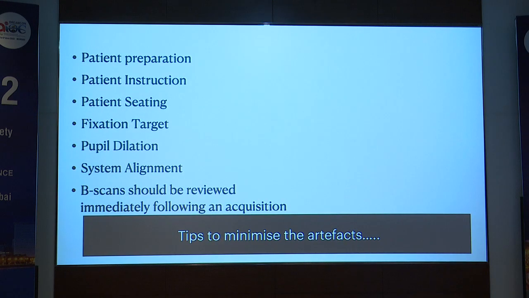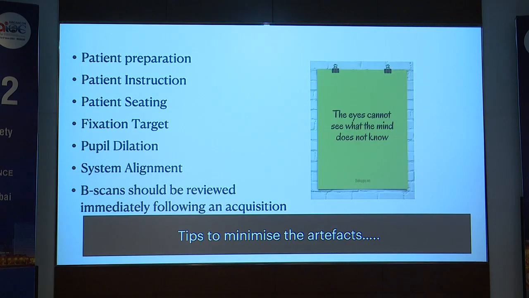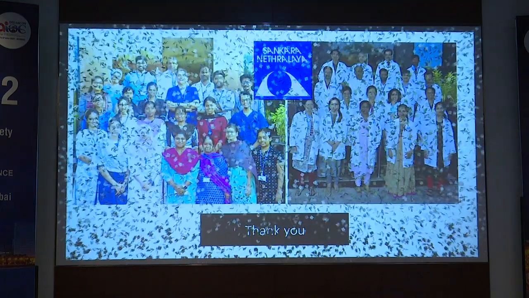So how to minimize the artifact? It's important to have good patient preparation, instructions to the patient, seating, fixation target, good pupillary dilatation, and B-scan should be followed. Immediately you should review the B-scan and compare whether what you have taken images are correct or not. And most important is you must know that these artifacts do exist, because I can see only what the mind knows. So if you don't know about these artifacts, you will never try to look for them or minimize them. Thank you very much.